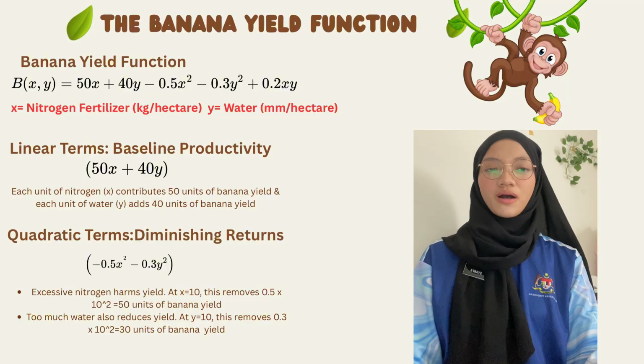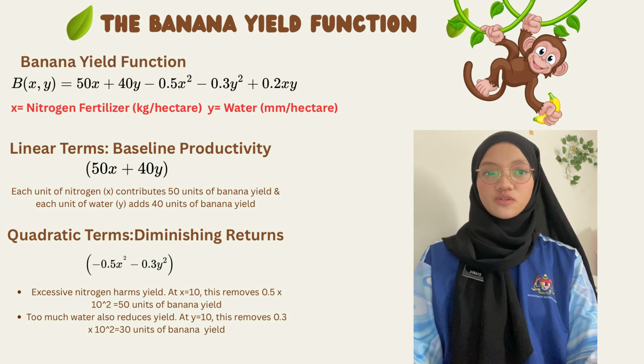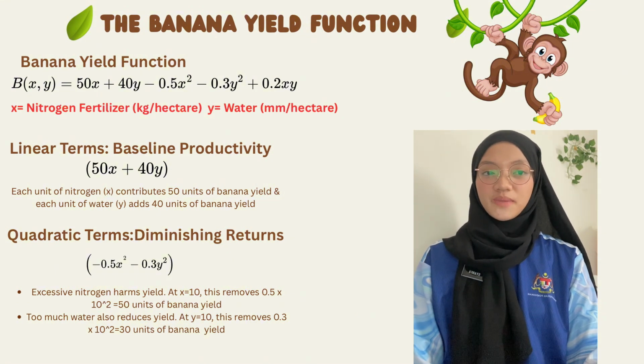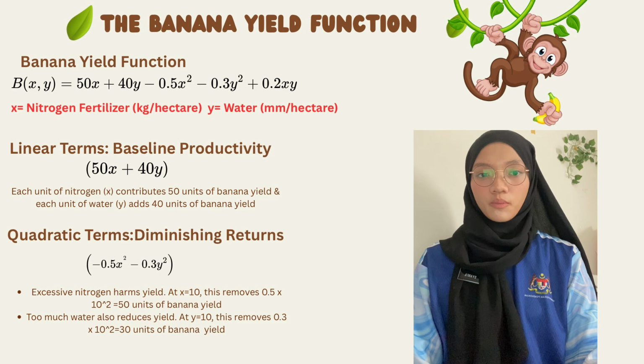At the heart of our optimization problem lies the banana yield function, which is 50x plus 40y minus 0.5x squared minus 0.3y squared plus 0.2xy. Here, the variable x represents nitrogen and y represents water. This mathematical model allows us to predict exactly how nitrogen and water inputs will affect crop production.